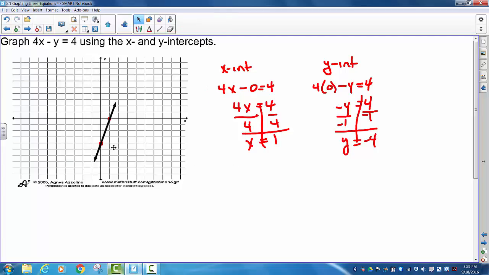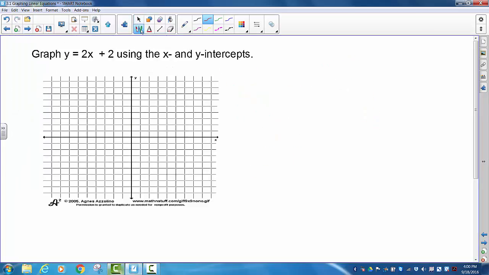And you've drawn your graph of the line using the x and y intercepts. Okay, now let's graph y equals 2x plus 2 using the x and y intercepts. We've got y equals 2x plus 2. The y-intercept occurs where x is 0. So we go y equals 2 times 0 plus 2. y equals 2. So we come over here to y, 1, 2.